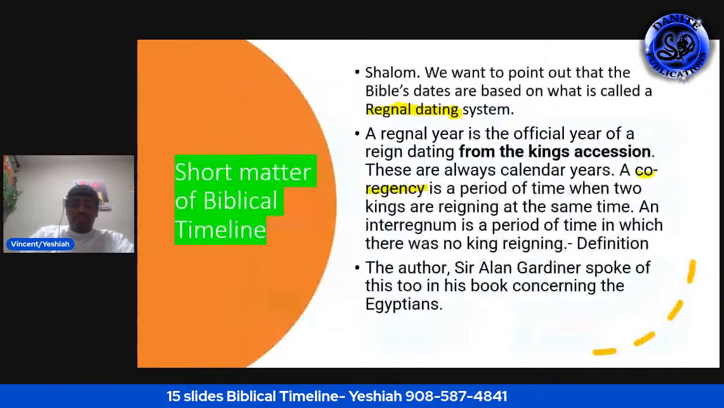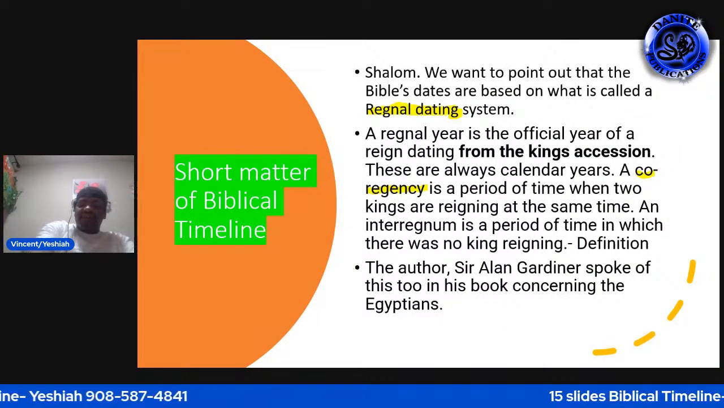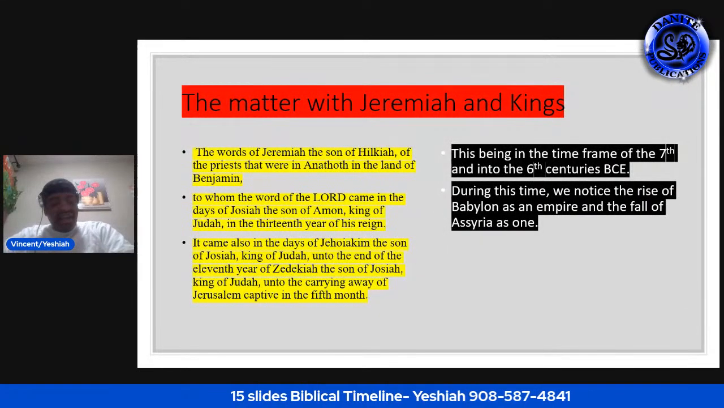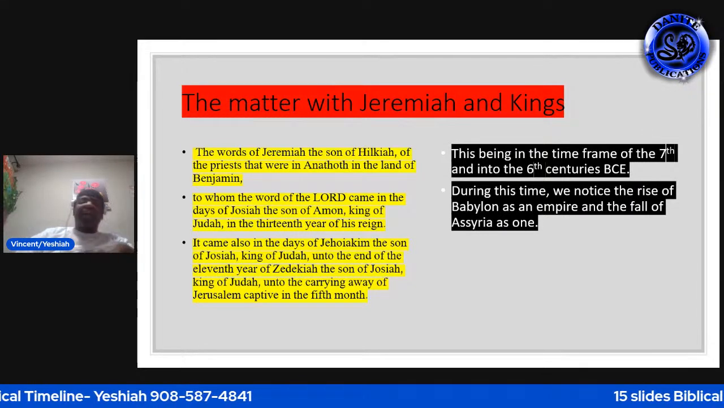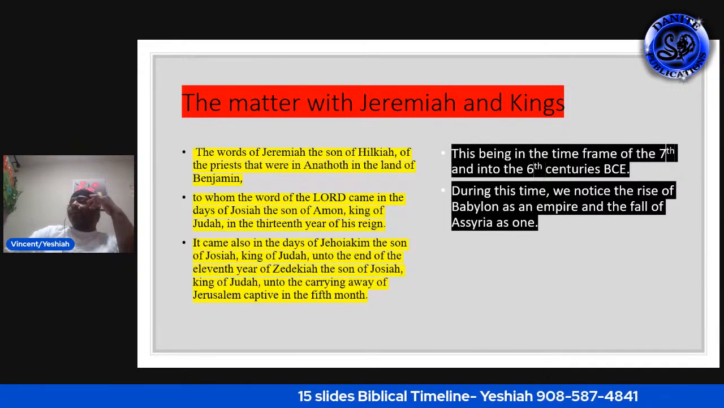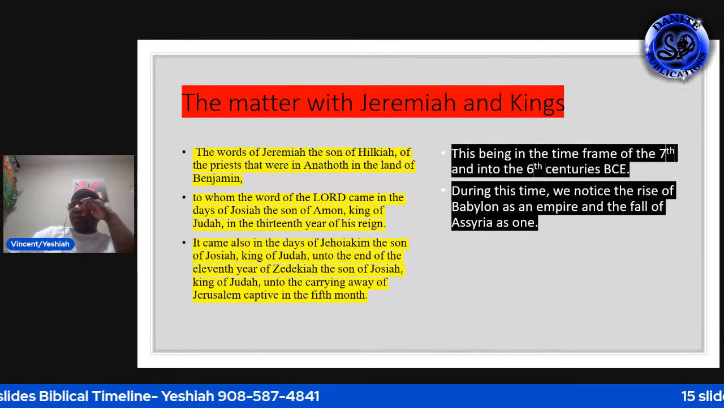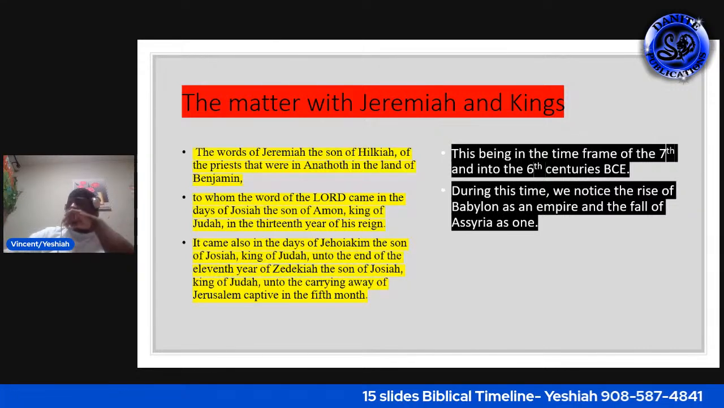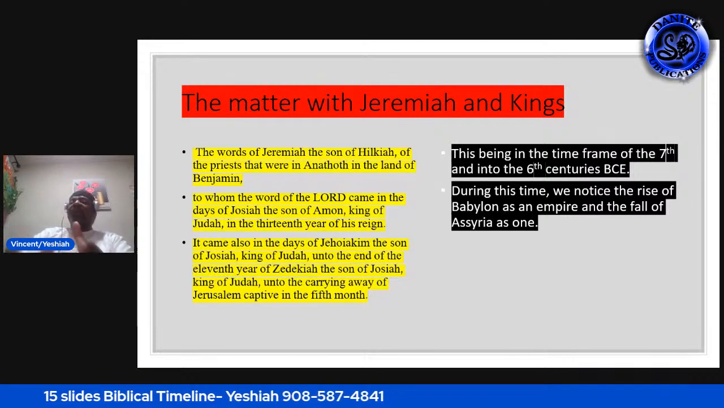So, brothers and sisters, a regnal year is the official year of a reign dating from the king's ascension. Now when we go back into Jeremiah chapter 1, it speaks upon the dating from the 13th year of when Josiah began to reign. Josiah began to reign according to the timeline in 640 BCE, which is the 7th century BCE. So 13 years after that, you get 626 or 627 BCE, depending upon what month we're dealing with. Looking at that is when you could begin to have a timeline of when these things happen.